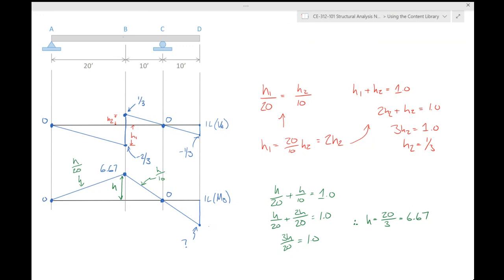There you go, negative 6.67. That's exactly right. And that's it. In terms of constructing the influence line, that's it. There's really nothing to it. Let me show you the next problem, because I know the next problem looks scarier, but it really isn't. That's the whole point.